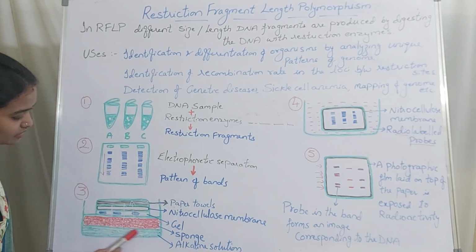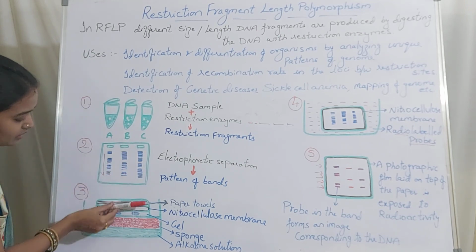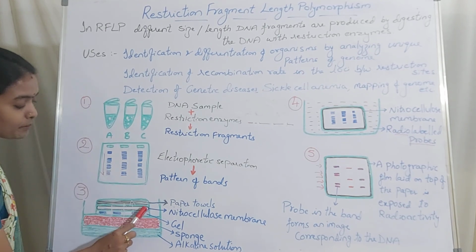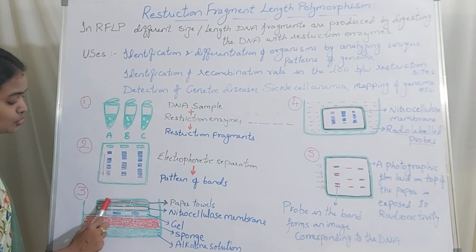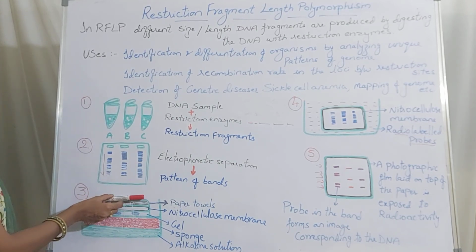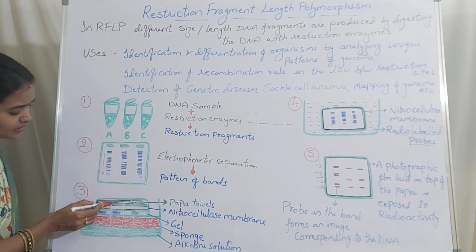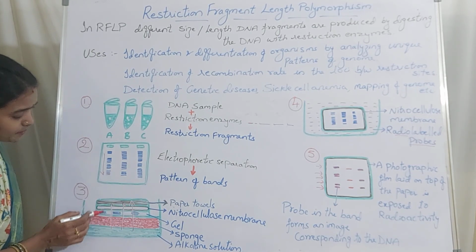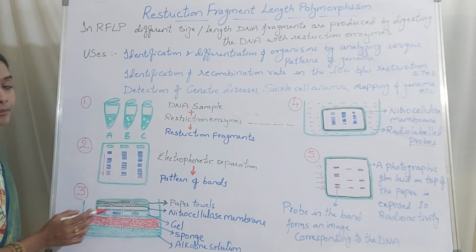In a tank, I am taking the alkaline solution, then the sponge. Over this sponge, I am going to lay this gel. Over that, the nitrocellulose membrane is placed. Over the nitrocellulose membrane, I have placed paper towels or tissue papers, and I am going to put some weight on them. Due to capillary action, the buffer will rise up through the sponge and the bands present in the gel are moved from the gel to the nitrocellulose membrane.